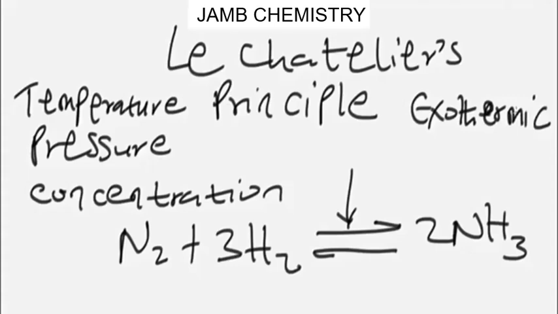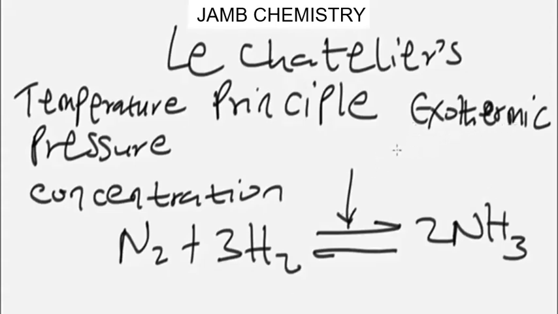Now note that when the forward reaction is exothermic, the equilibrium position will shift from the right to the left, favoring the backward reaction when there is an increase in temperature. Whereas when there is a decrease in temperature where the forward reaction is exothermic, the equilibrium position will shift from the left to the right, favoring the forward reaction. So take note of the change occurring.